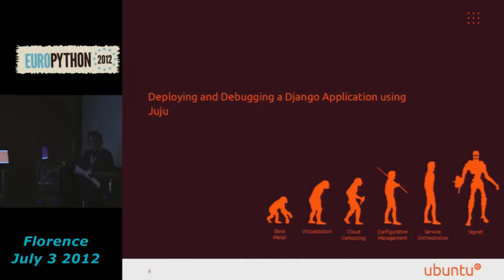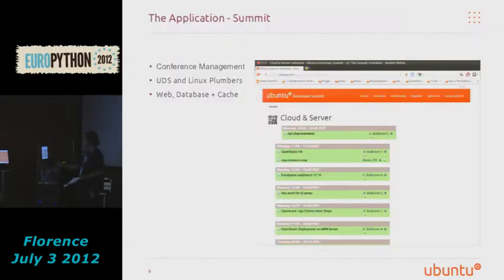Okay, so let's walk through a deployment of a Django application using Juju. So, I'll give you a brief overview of the actual application itself. The application we're going to be deploying, and this is a walkthrough rather than a demo, so you can get a feel. I didn't trust the network for my live demo. Is the Summit application. Summit is a Django application that has web, database, and cache components to its deployment.